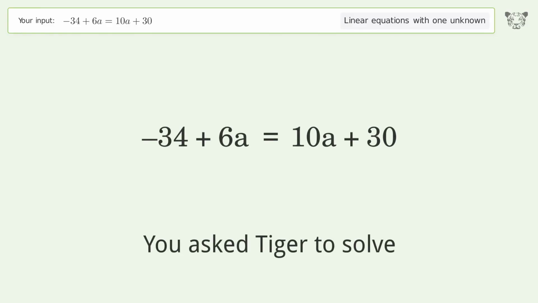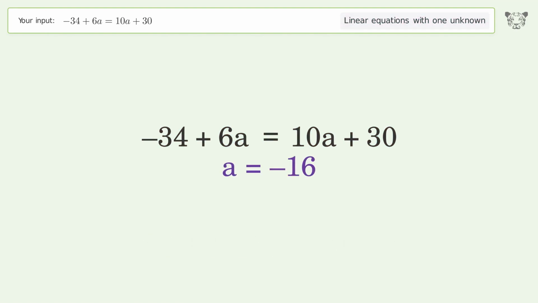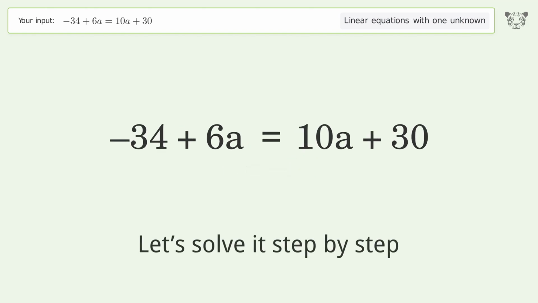You ask Tiger to solve. This deals with linear equations with one unknown. The final result is a equals -16. Let's solve it step by step.